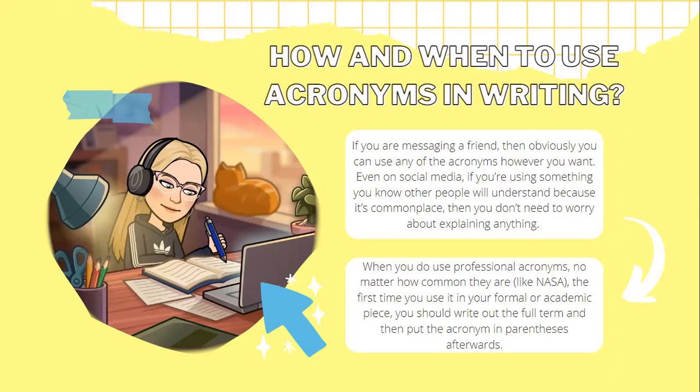And the other way around, when we are talking about something a little bit more formal, when you use professional acronyms, no matter how common they are, like NASA, PIN, laser, radar, the first time you use it in your formal or academic piece, you should write out the full term and then put the acronym in parentheses afterwards. Es decir, solamente en la parte profesional escrita. We are talking about writing, not speaking, in this case.